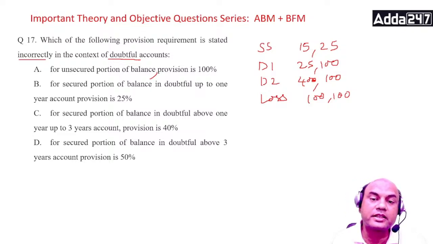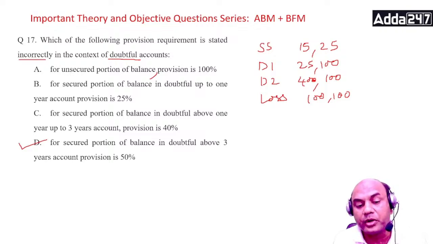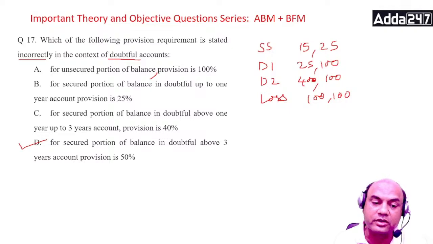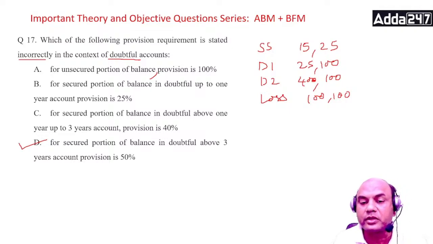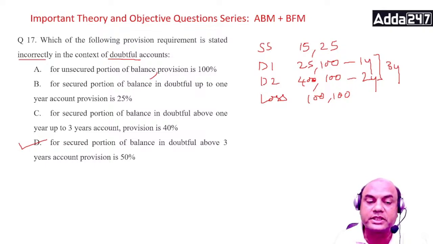Now what is the answer in this, everyone? The answer is D, for secured portion of the balance in doubtful above 3 years, the provision is 50%. This is wrong. See here, doubtful above 3 years becomes loss asset. See, this is for 1 year. This is for 2 years. So total is 3 years. Doubtful 3 years. So above 3 years the provision is 100. So this one is incorrect.